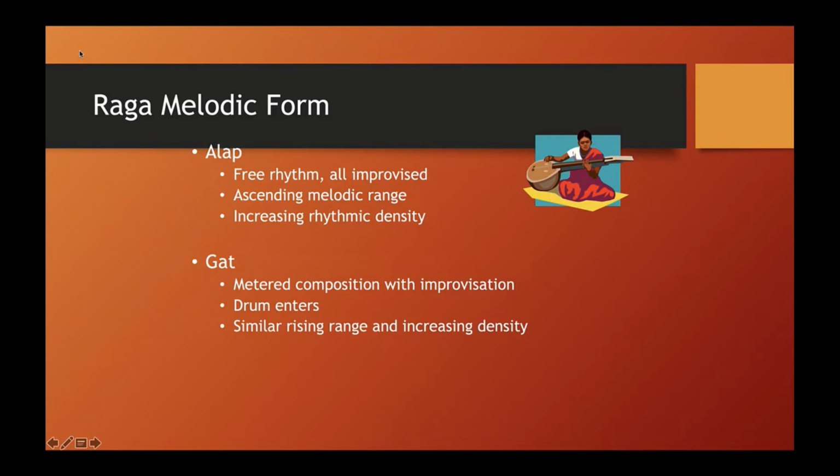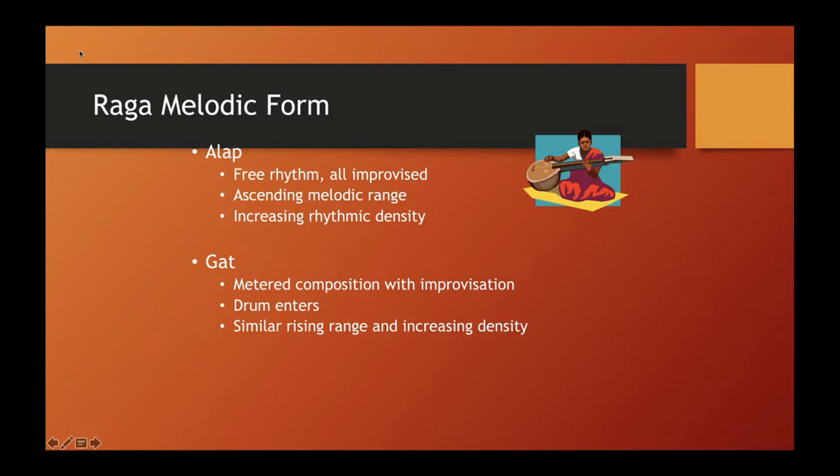And as you go along, the rhythmic density gets a little bit more increased, so there's more notes, and finally you will hear a gat. Dun, dun, dun, dun, dun, is the one that you heard in the piece that is your listening example.